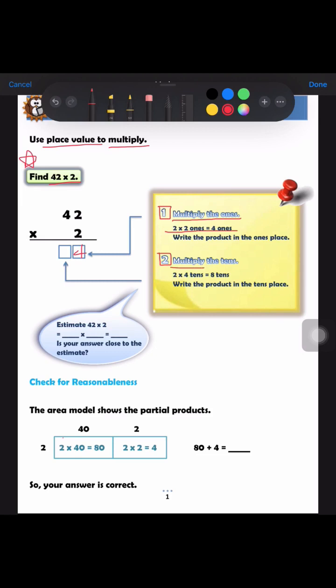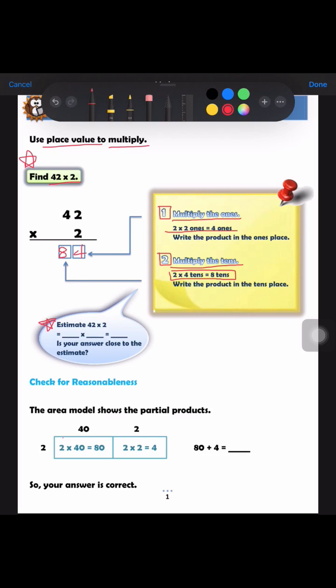Step 2, multiply the tens. That is 2 times 4 tens. 2 times 4 tens equals 8 tens. So we write down 8 in the tens place. So 42 times 2 equals 84.